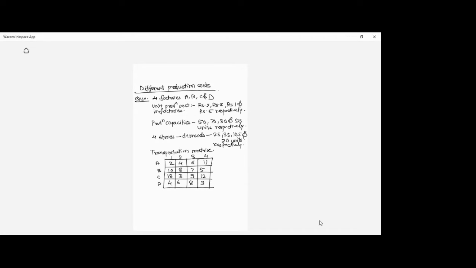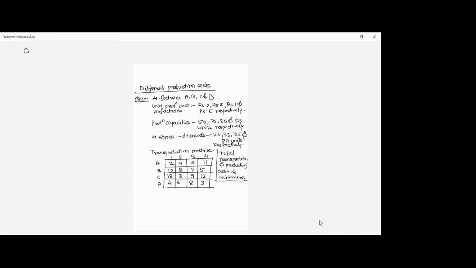And we were told to determine the extent of deliveries from each factory to each store so that the total transportation and production cost is minimum. So that particular solution we had to find.